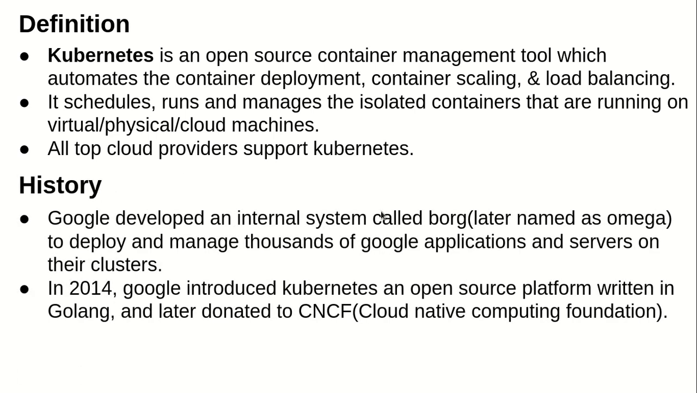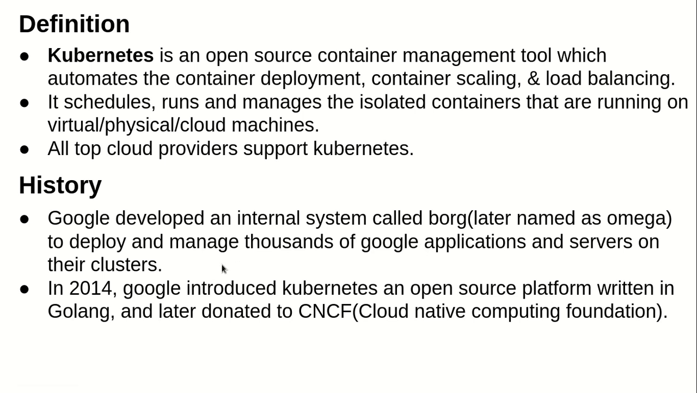Google developed an internal system called Borg, which they later renamed Omega, to deploy and manage thousands of Google applications and servers on their clusters. Google was working internally on this technology, and in 2014 Google introduced Kubernetes, an open source platform written in Golang, and later donated this software to the CNCF, the Cloud Native Computing Foundation. But before that, Google was also working internally on the Kubernetes technology for their applications to run or deploy on their servers.